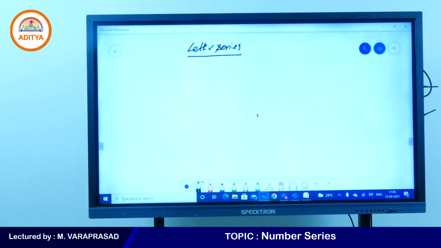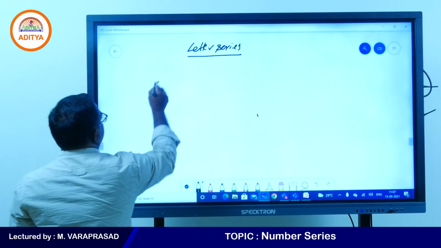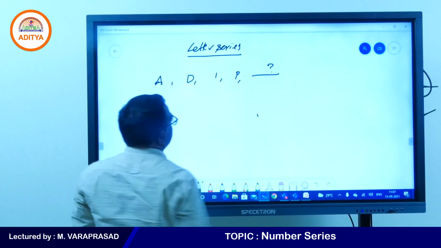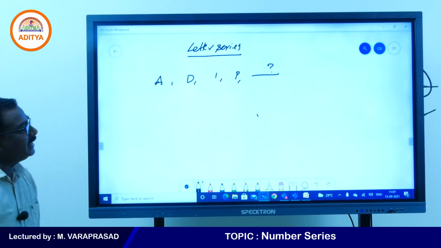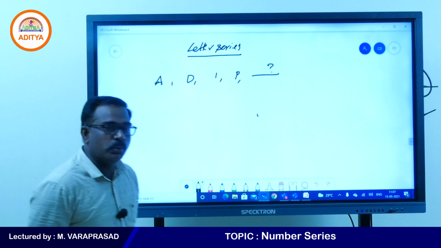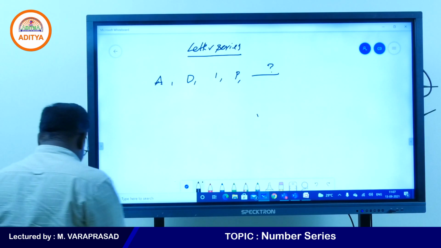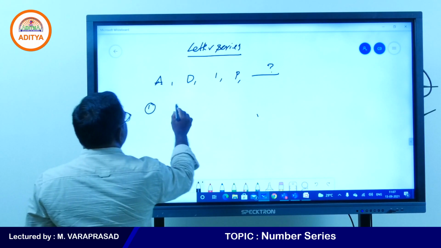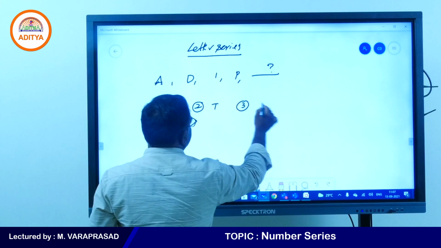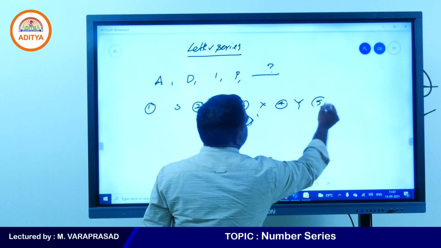I will give questions to you and I will give options also, right? Now the first question is here: A D I P. What will you get in the place of the question mark? A series of letters is given here with a particular pattern or logic or rule. The options are T, X, Y and Z.